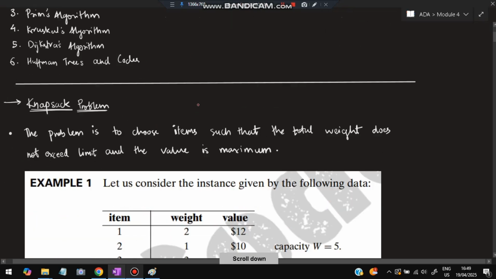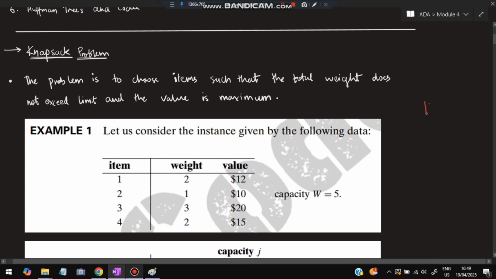Knapsack problem means suppose you have a bag, and in that bag you can store 20 kg. Next, you have 5 items, and each of these items has a weight, for example 1 kg, 2 kg, 4 kg, 3.5 kg, 2.5 kg. Each item also has a cost, like $10, $20, $30. So you have 5 items which have their own weight and value.